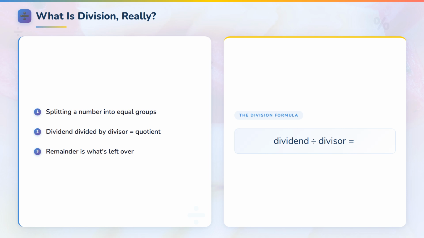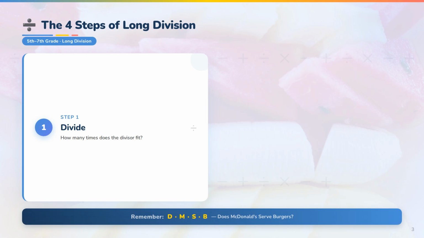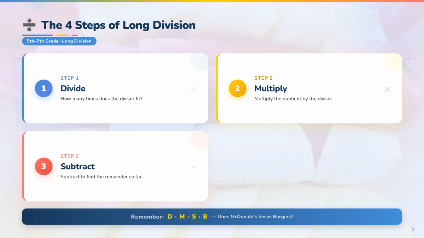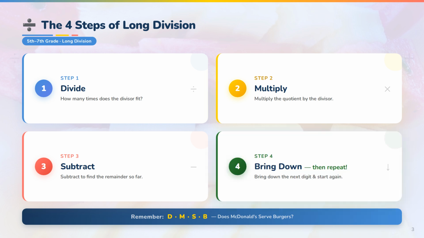Sometimes there's a little left over. That's the remainder. Here is the secret weapon, a 4-step process that you repeat over and over until you're done. The steps are divide, multiply, subtract, and bring down. Some kids remember this with the phrase, does McDonald's sell burgers? D-M-S-B, divide, multiply, subtract, bring down. Every time you complete these 4 steps, you handle 1 digit of your answer. Let's see it in action.